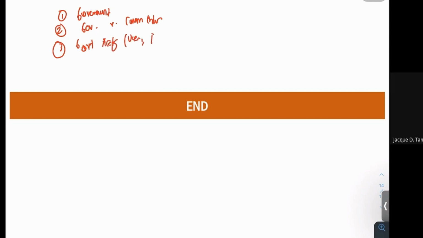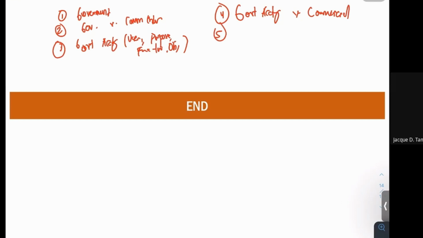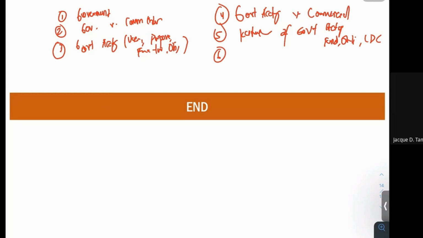So in your introduction, we talk about the following. First, we talk about the concept of government. Next, we talk about the difference of your government versus your commercial enterprise. Third, we talk about government accounting: users, purpose, function, objectives. Fourth, we talk about government accounting versus commercial accounting. Fifth, we talk about the features of government accounting, which are your fund, we also have your obligation accounting, and lastly, your CDC. And lastly, we talk about responsibility accounting.